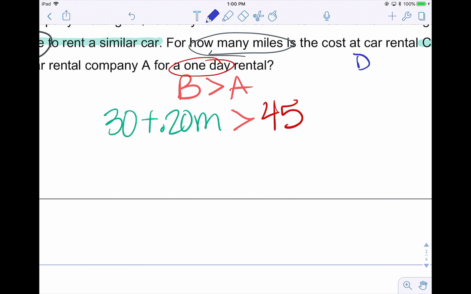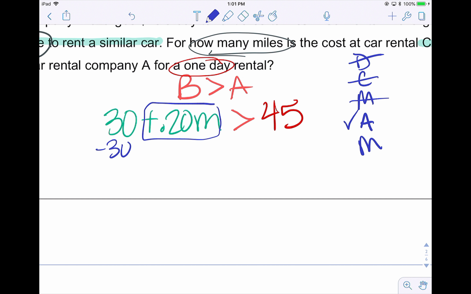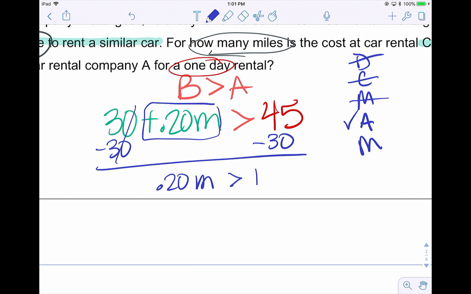And then they've asked us to solve it. So I don't have parentheses to distribute. I don't have to combine like terms. I only have one variable, so I don't have to move. I do need to add or subtract away from that variable. So I'm subtracting 30. So 0.20m is greater than 15. And then remember, my last step is to multiply or divide. So I need to divide both sides by 0.20.